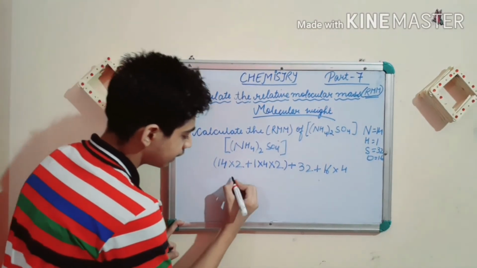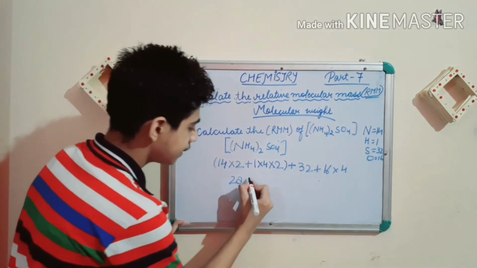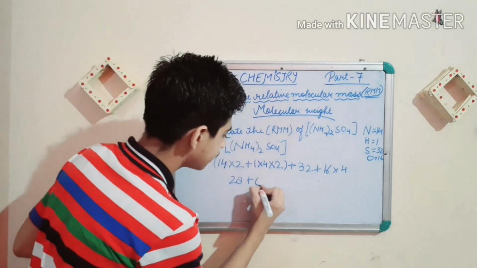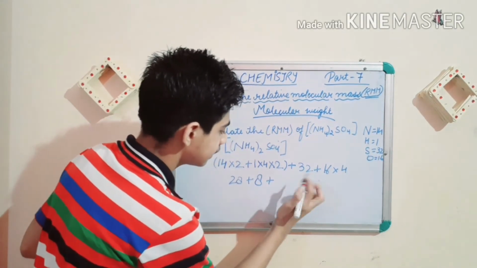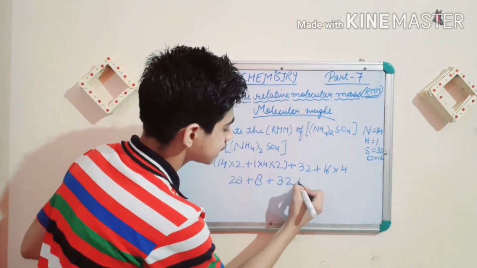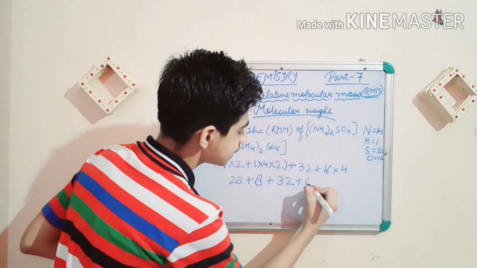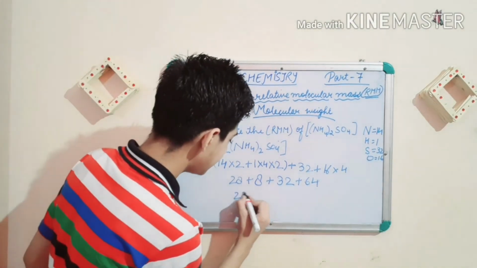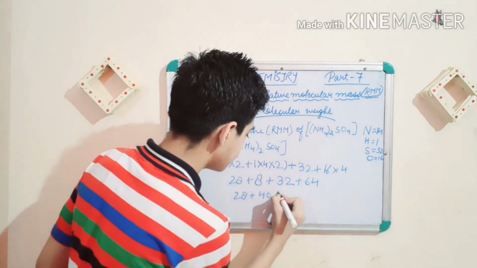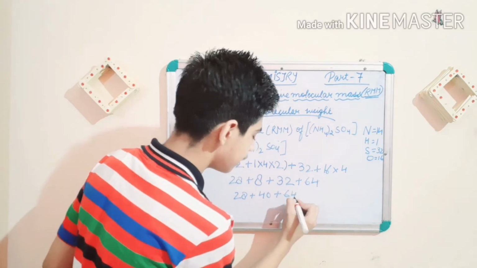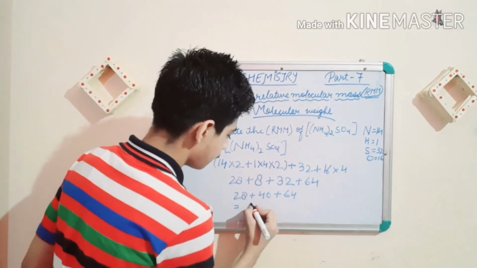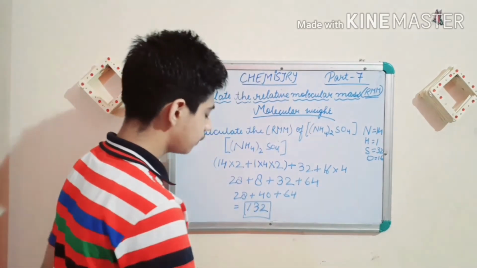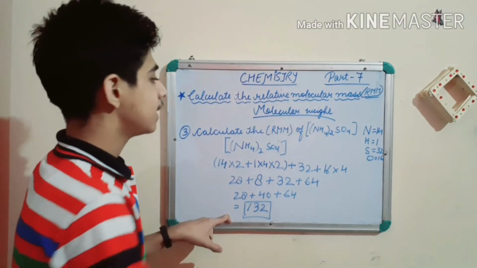14 2s are 28 plus 4 1s are 4, 4 2s are 8 plus 32 plus 16 4s are 64. Now we will add all of them. 28 plus 8 plus 32 plus 64 equals 132. So this is the molecular weight or relative molecular mass of ammonium sulfate.